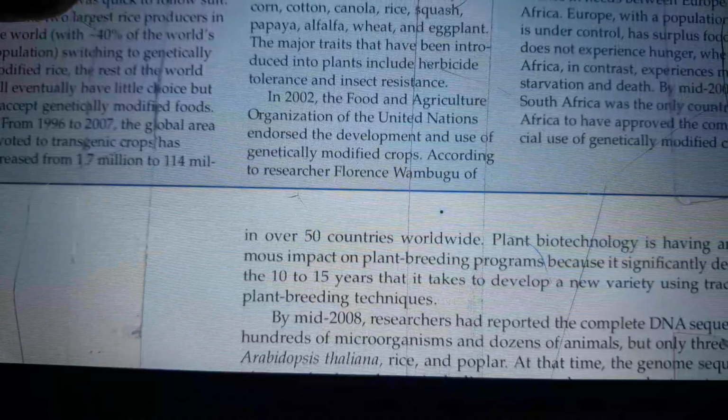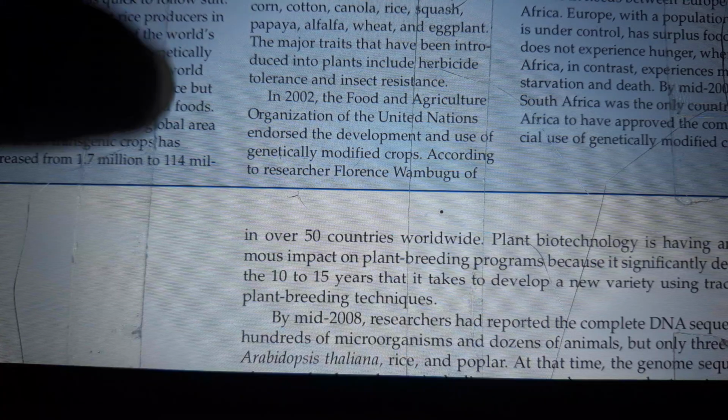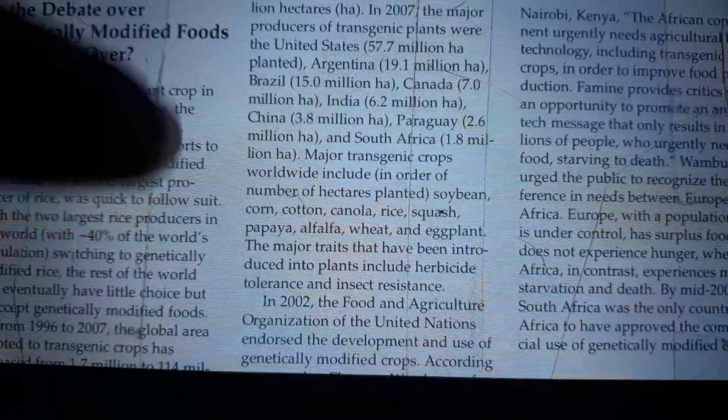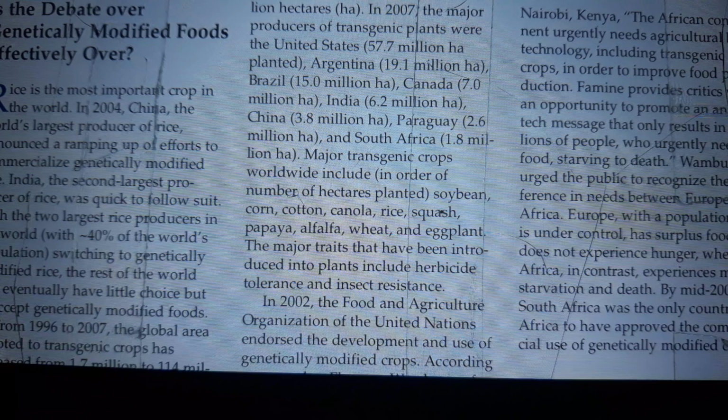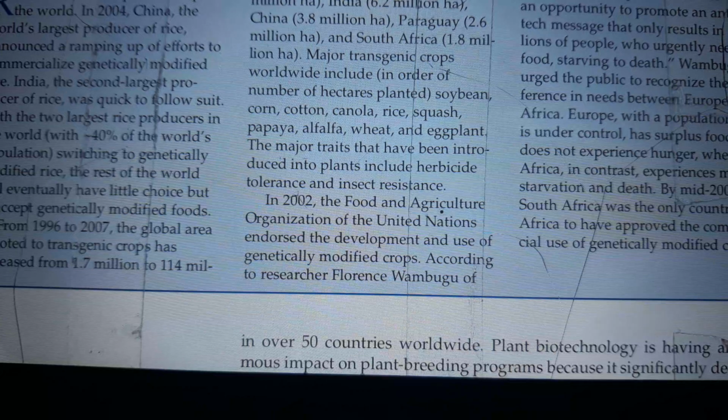In 2002, the Food and Agriculture Organization of the United Nations endorsed the development and use of genetically modified foods. According to researcher Florence Wambugu of Nairobi, Kenya, the African continent urgently needs agricultural biotechnology, including transgenic crops, in order to improve food production. Famine provides critics with an opportunity to promote an anti-biotech message that only results in millions of people who urgently need food starving to death.